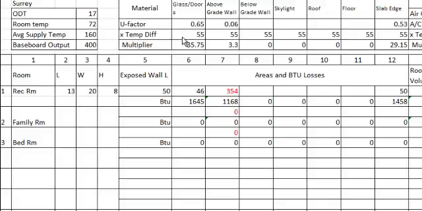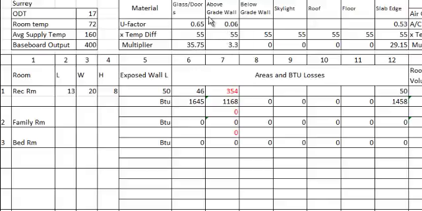We already know that our temperature difference, 72 degrees subtracting 17 degrees, is 55, and so that goes there, and you'll see that we duplicate that all the way across. So when I make the multiplication of 0.65 times 55, I come up with a multiplier for glass and/or doors of 35.75, and that number will be recorded in there.